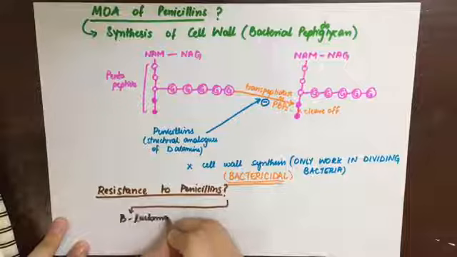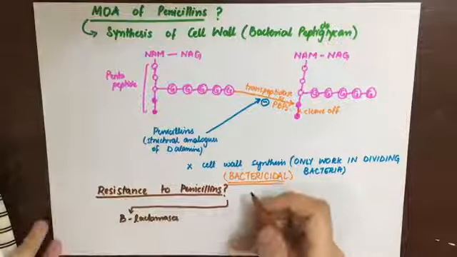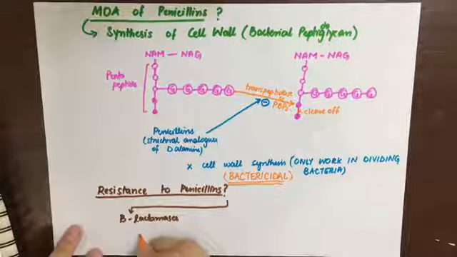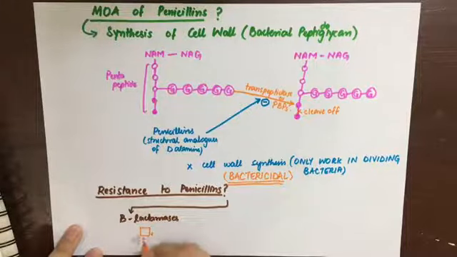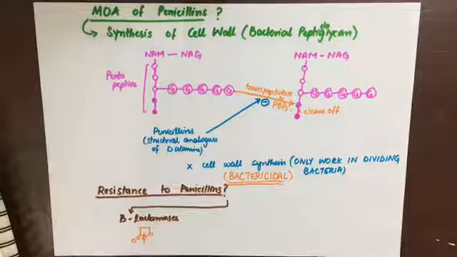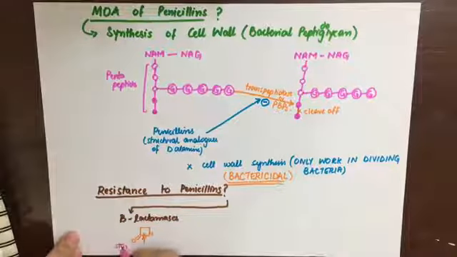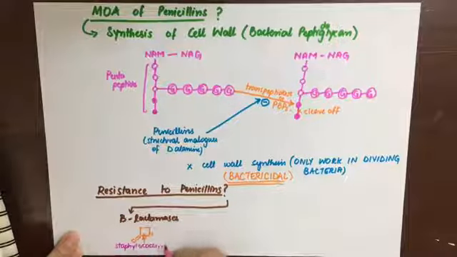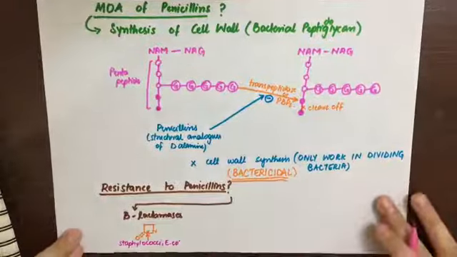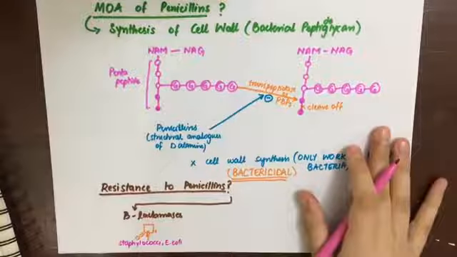The first mechanism is via the production of beta-lactamases, that is, they are enzymes that cleave that specific susceptible bond in the beta-lactam ring of beta-lactam antibiotics. This type of resistance is very common in Staphylococci, E. coli, gonococci, that is Neisseria, and H. influenzae.